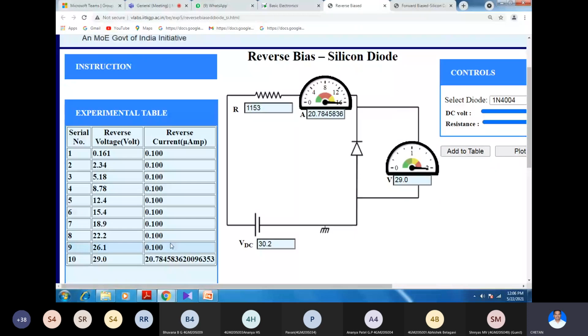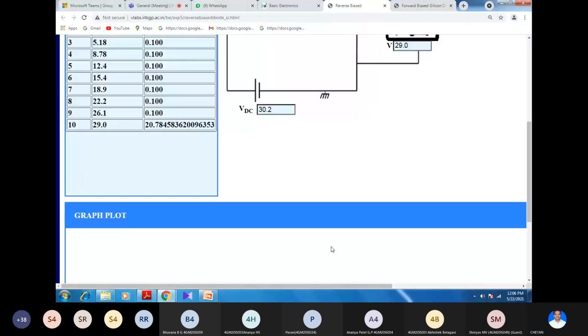Now, when the applied reverse voltage is almost nearly equal to the reverse breakdown voltage, a sudden current will flow. This is 20 microampere, right? Till this voltage the current is only 0.1 microampere. When the applied voltage is equal to the reverse breakdown voltage, there is a sudden flow of current. Now I will plot this.